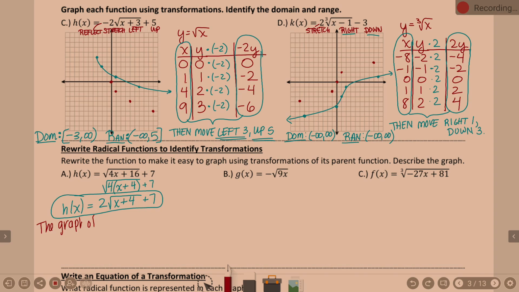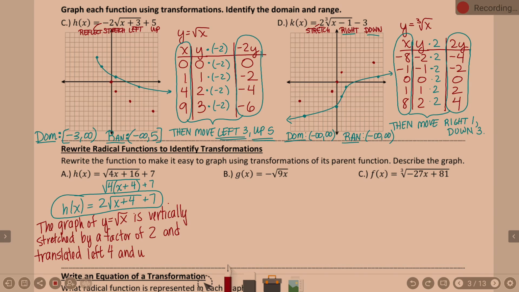The graph of y equals square root of x is vertically stretched by a factor of 2. And if we use that fancy good vocabulary word, we can say translated, although it's also moved. Translated left 4 and up 7 units.